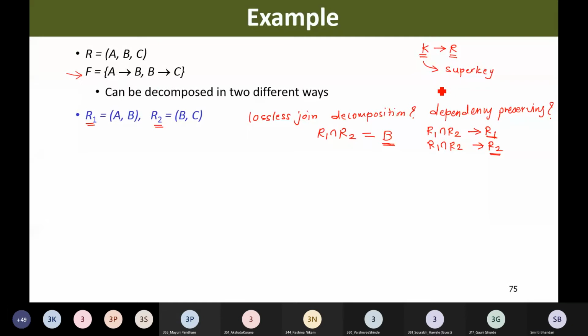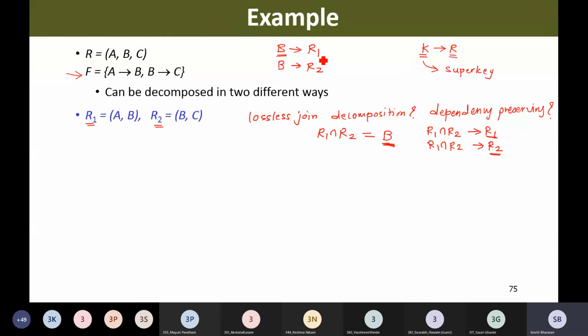Is it so difficult? R1. B is super key of... See, if B is a super key, B should determine my R1 or B should determine my R2. When I say that B is the super key of R1, it means B determines R1. When I say that B is a super key of R2, it means B determines R2.